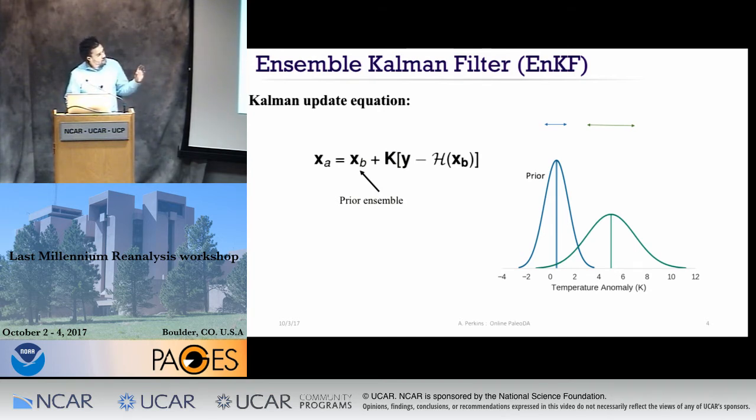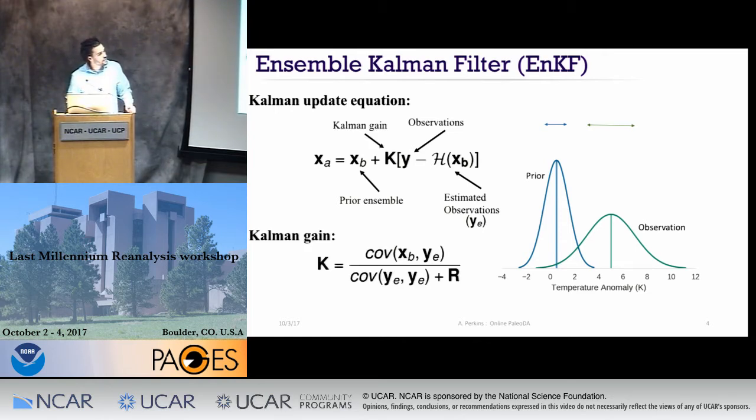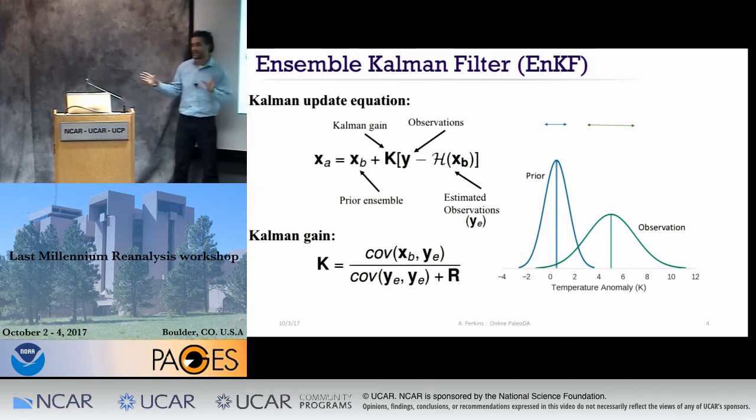And from that prior, we also have our observation, which we want to incorporate into that prior. To do that, we need to estimate an observation from our state. We do that using an operator denoted by H there. We get these estimated observations. That gives us a difference between the observations and the prior, which we know as an innovation. We spread that back into our prior ensemble through the Kalman gain term, which is simply using covariances between your estimated observations and the full field. And then the amount of information you incorporate is weighted by your uncertainty in both terms.